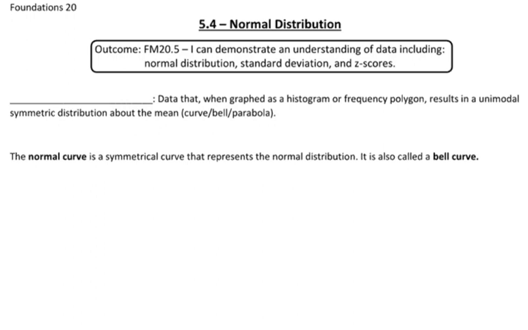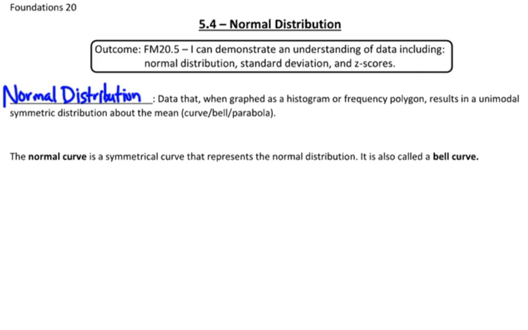5.4 is the normal distribution. Normal distribution, our first blank here, is data that when graphed as a histogram or frequency polygon results in a unimodal symmetric distribution about the mean. So it's going to look like a curve, a bell, or parabola, whichever makes most sense when you try to picture that. The normal curve is a symmetrical curve that represents the normal distribution. It's also called a bell curve.